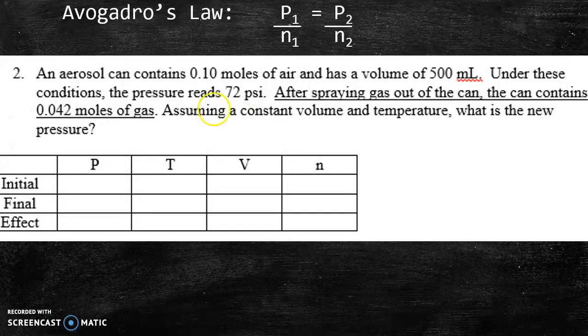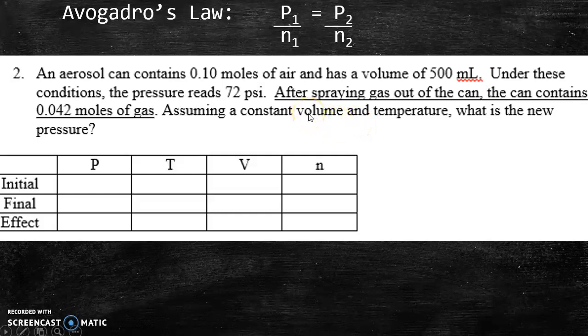So we have an aerosol can that contains 0.10 moles of air and has a volume of 500 milliliters. Under these conditions, the pressure reads 72 psi. After spraying, the can contains 0.042 moles of gas. Assuming a constant volume and temperature, what is the new pressure?